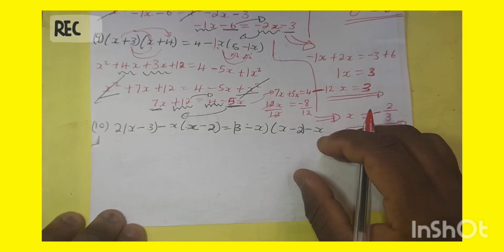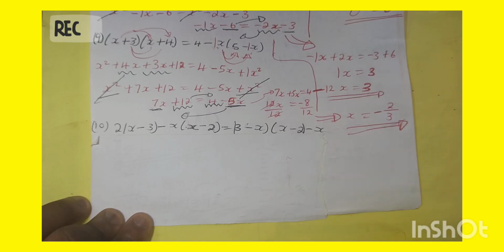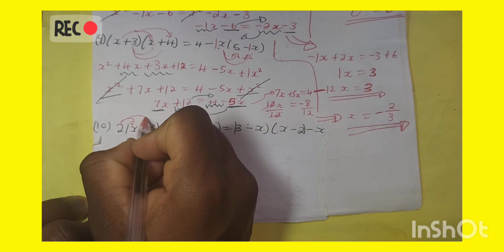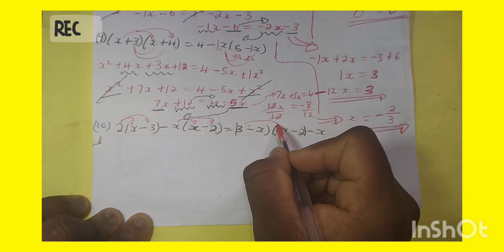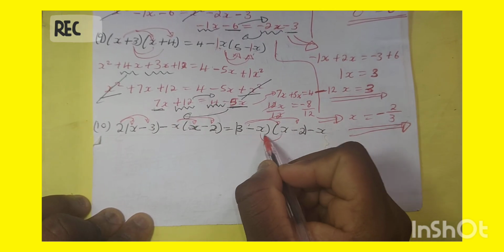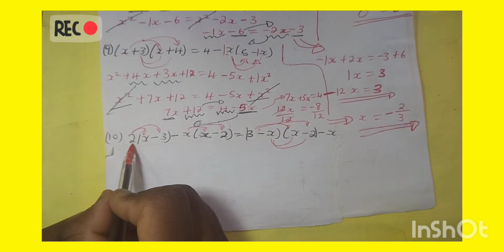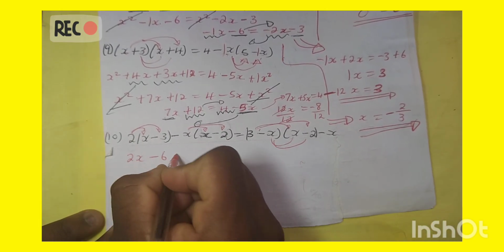So let me do this one as our last question of this video. So how do you do this one, guys? This one is straightforward. This multiplied inside here. This multiplied inside here. This multiplied here. And this multiplied them. So it means that this multiplied there is 2x minus 6.